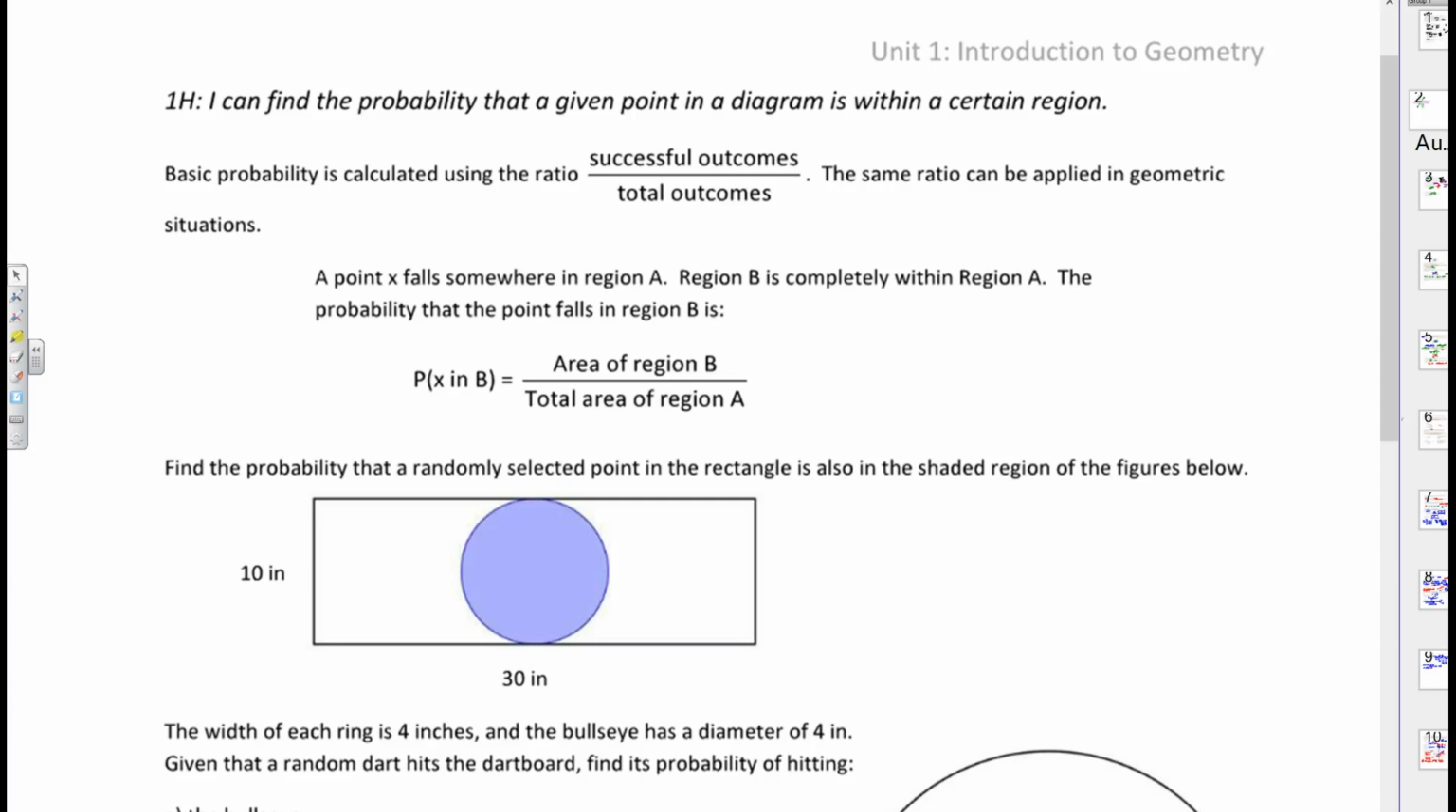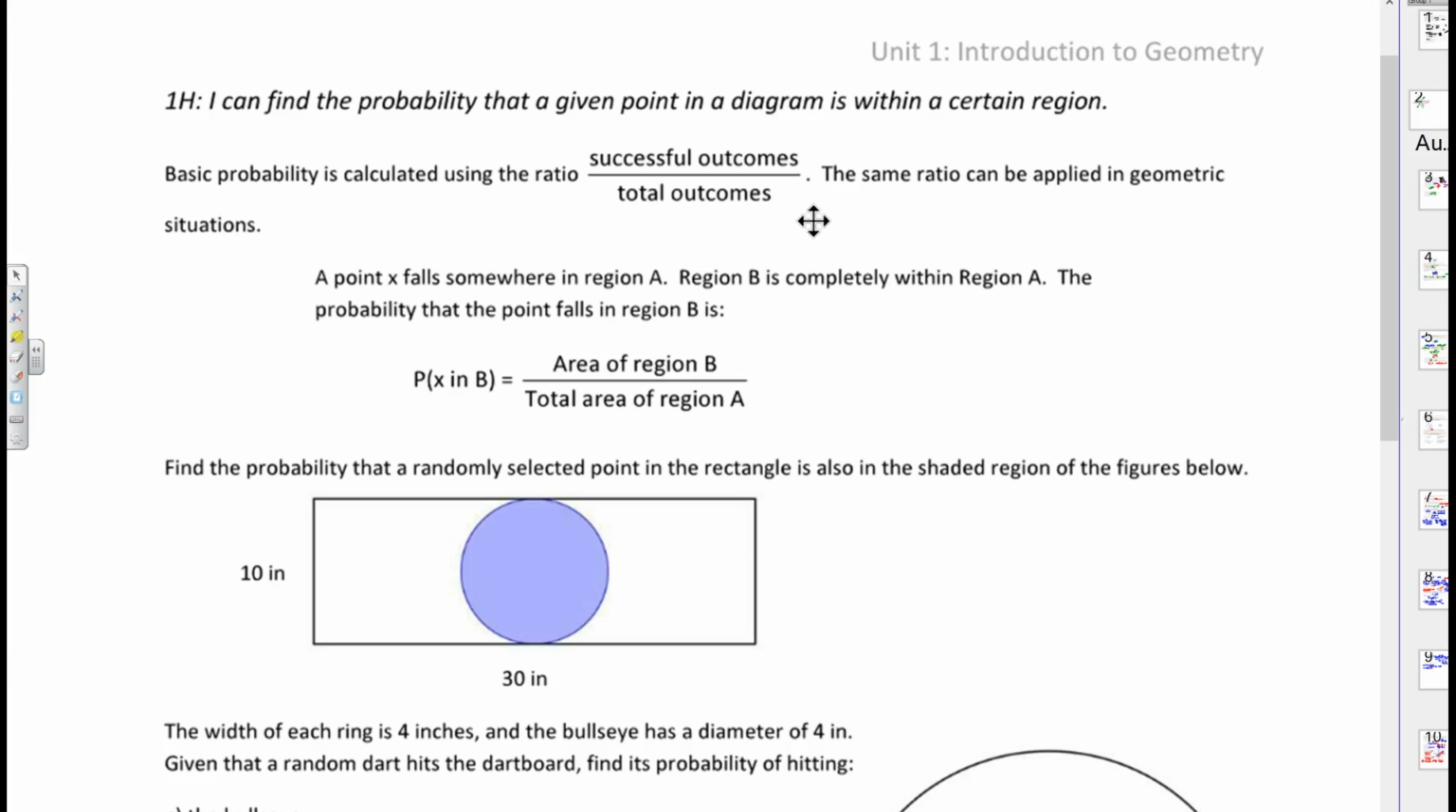I can find the probability that a given point in a diagram is within a certain region. So we're basically studying today a concept called geometric probability. What geometric probability basically is determining, given some total outcomes, what's the likelihood that I have a successful outcome? So we always look at successful outcomes over total outcomes, and we apply that even in geometric situations.